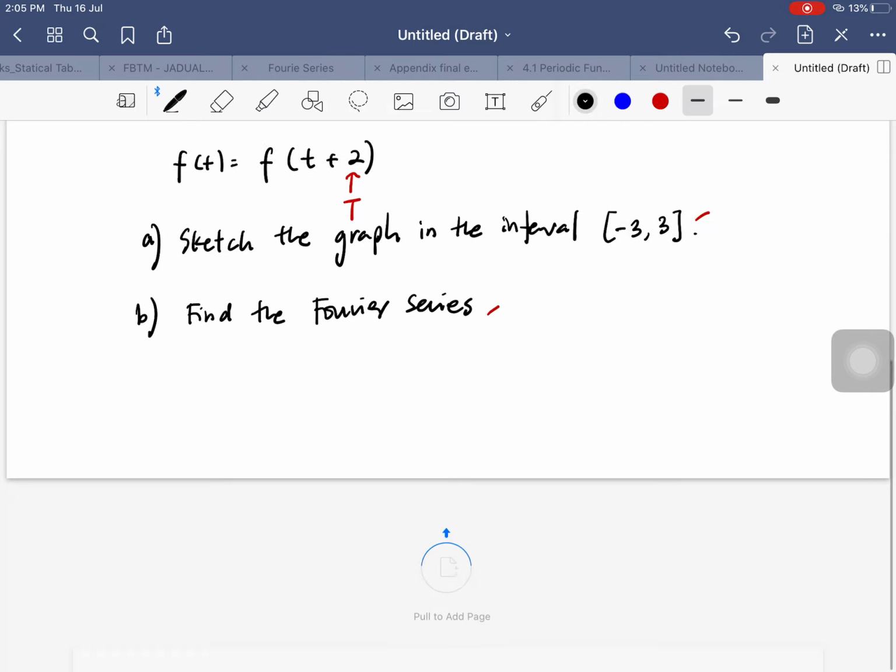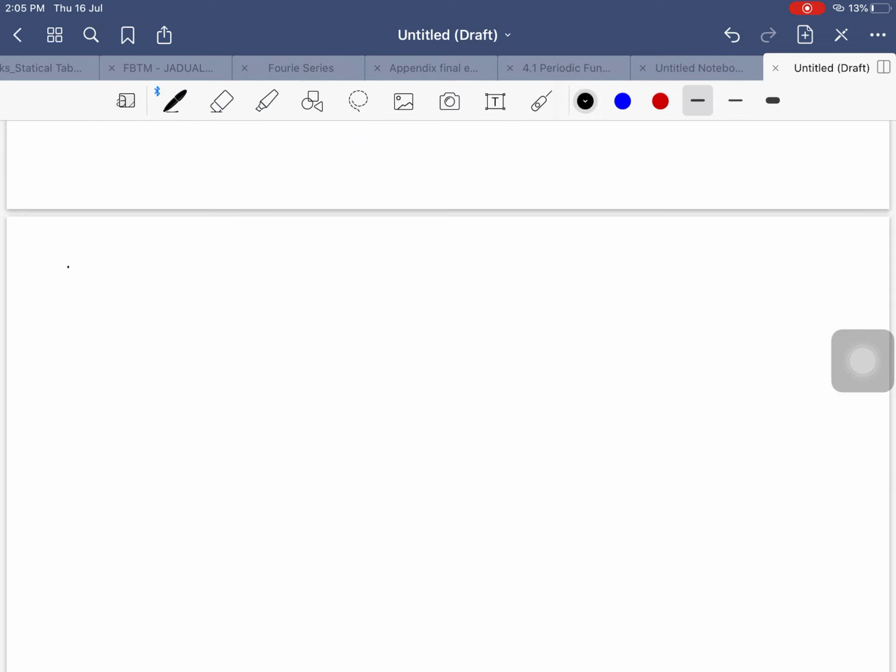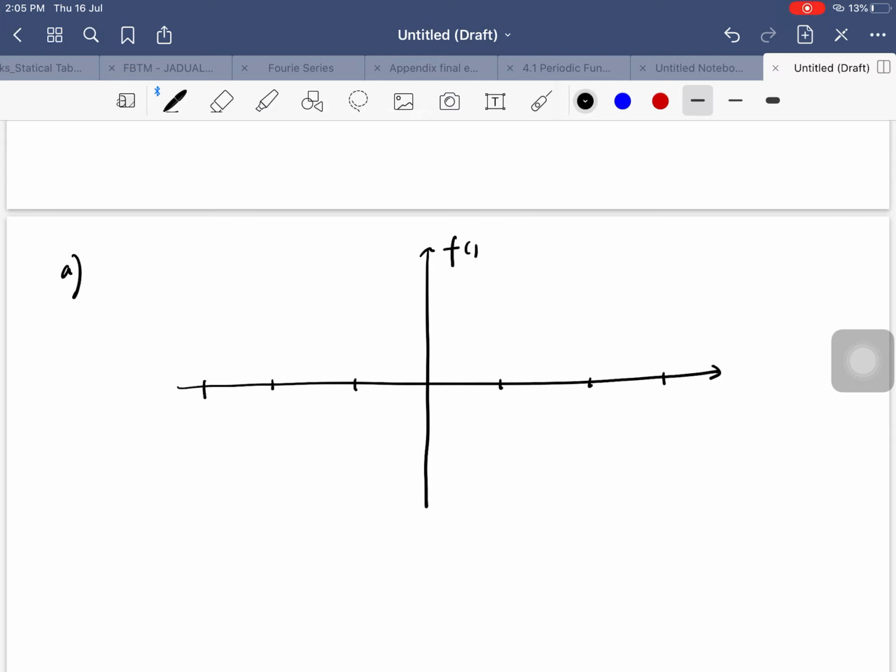So now let's start with A. Here I'm going to prepare the axis first. I know that the interval is bound to be from negative 3 until 3. So 1, 2, and 3 on this side, another 1, 2, and 3. This is going to be my function f of t, and this is my t-axis. So 1, 2, and 3, negative 1, negative 2, negative 3.